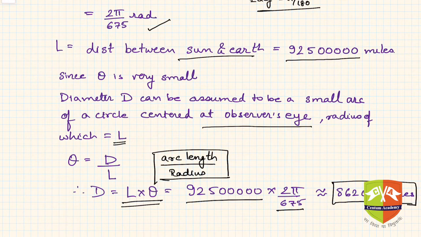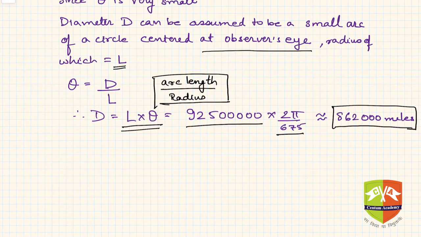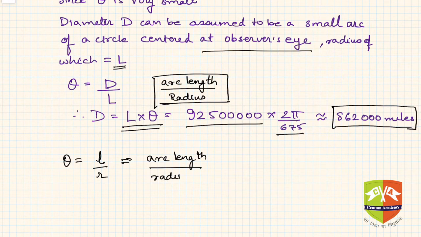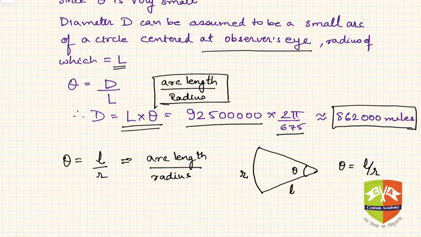So what is the learning? Learning is, here we have used one formula. What is that formula? Formula is theta is equal to L upon R, where L is the arc length, and R is the radius of the circle, right? So this is what the drawing would look like. So let us say this is the arc and this is the sector. Let us say this is theta, this is L, and this is R. So theta in radians is given by L upon R. Mind you, theta has to be in radians.